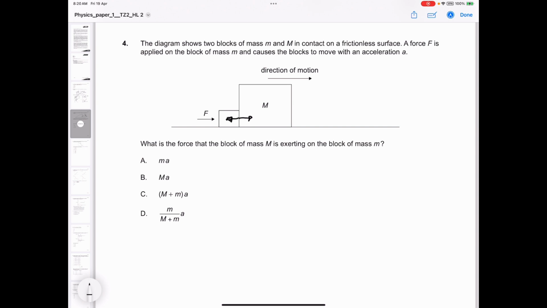Therefore, this is F here, this is F as well. So if we use F is equal to ma now for the big block, then the answer is just F on the big block is equal to Ma, and by equal and opposite forces, the force that the block of mass M is exerting on the block of mass little m must be Ma. So the answer is B.